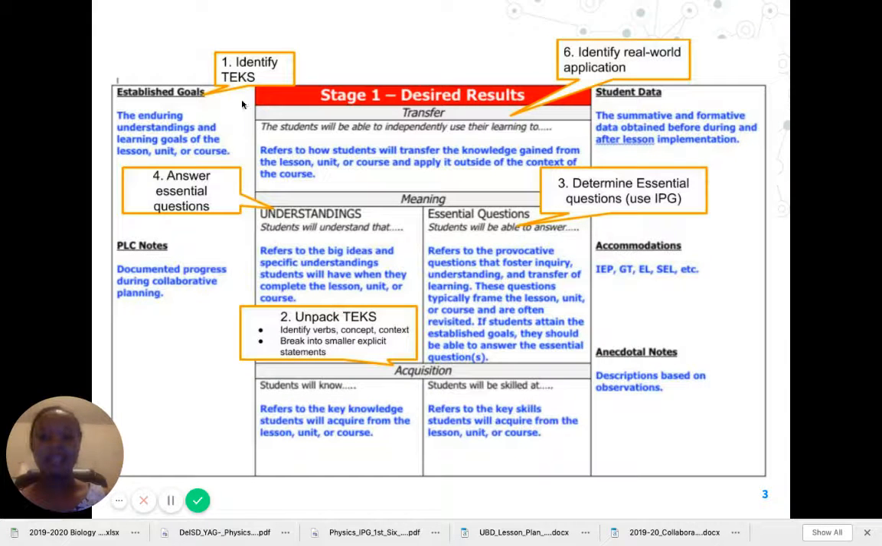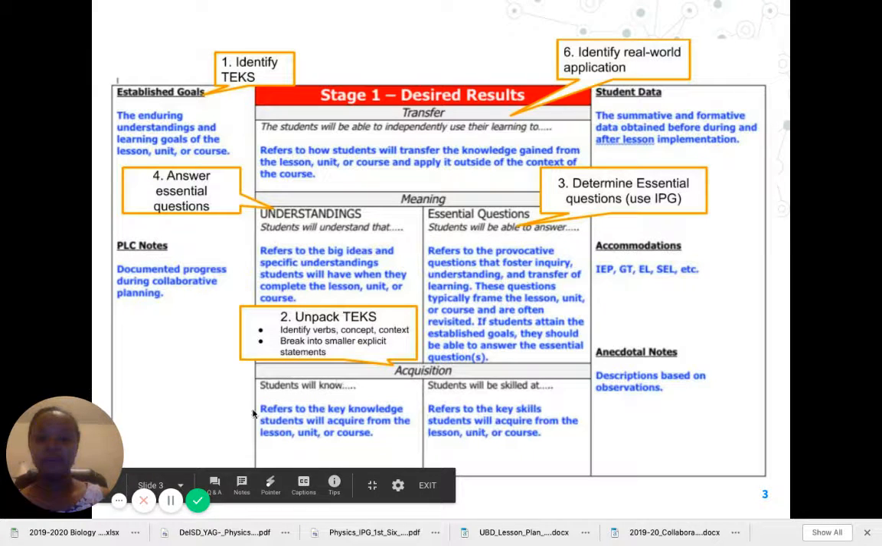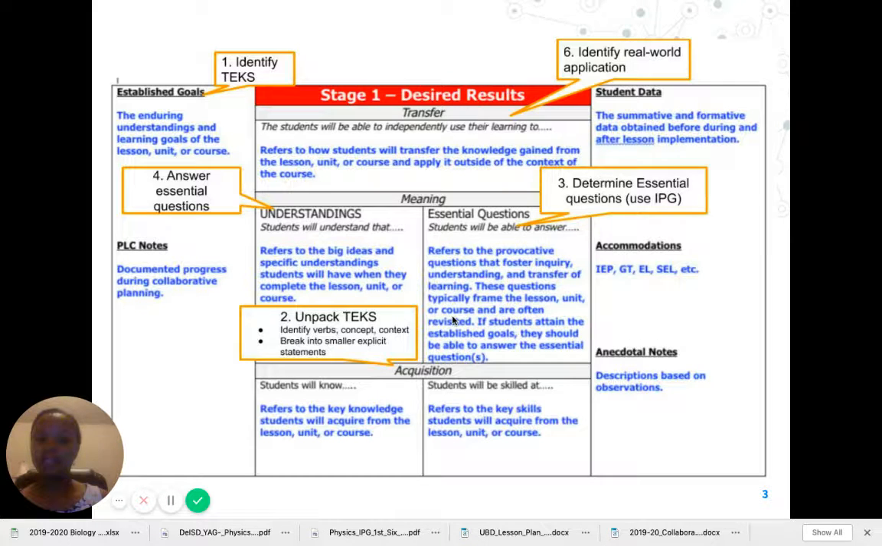So identify your TEKS first, write them here. Unpack those TEKS. Identify your verbs, the concept, the context here. Break it down to explicit statements here, so you can make sure that you cover everything. You have to make sure you break it down. You can go into the IPG and find essential questions. Answer those essential questions. So you're scripting your exemplars here.